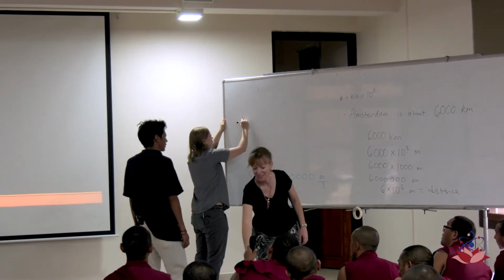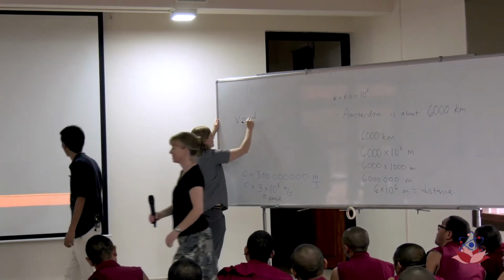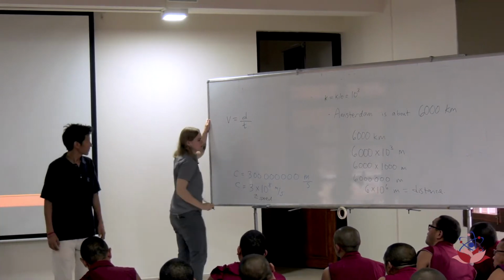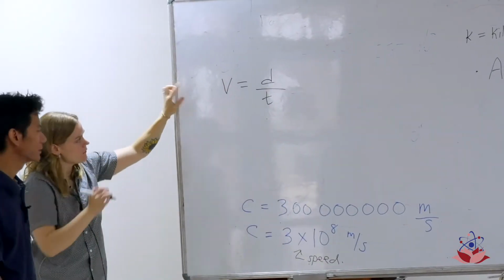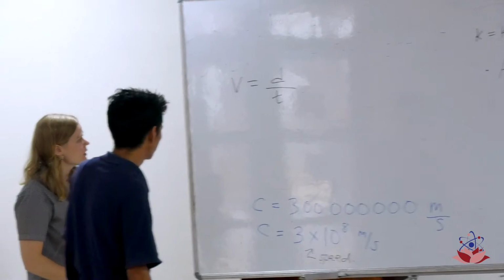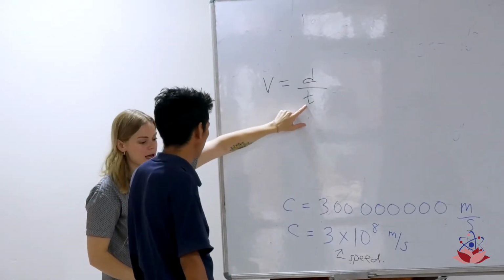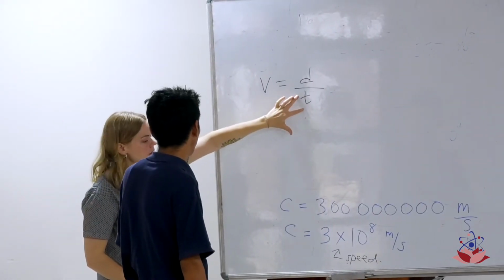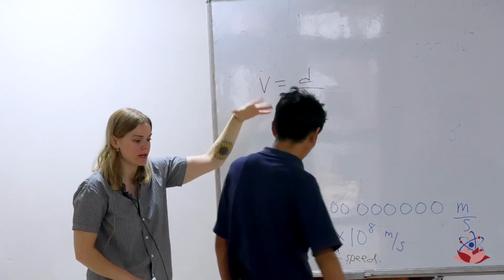We distance per time. V is equal to distance divided by time. Very good. So V equals distance over time. So we're actually wanting to get time. So let's actually solve for time in this equation first before putting the numbers in.